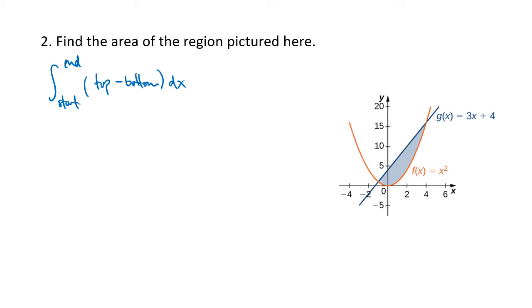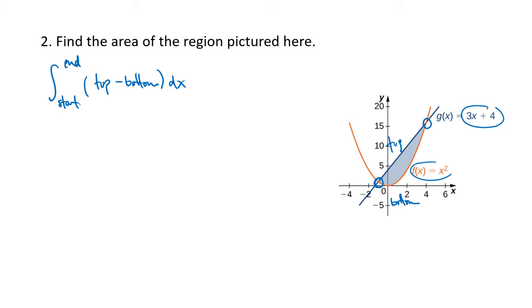So from the picture, we can tell that this line, 3x plus 4, is going to be the top function, and this parabola, x squared, is going to be the bottom function. But what this picture doesn't exactly tell us, we can kind of estimate it from the picture, but we want to actually know what the actual values are, is where is this starting point, where is this ending point.